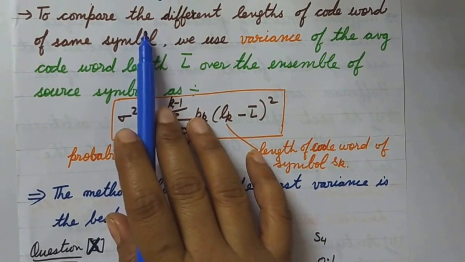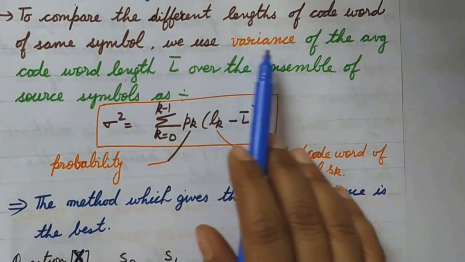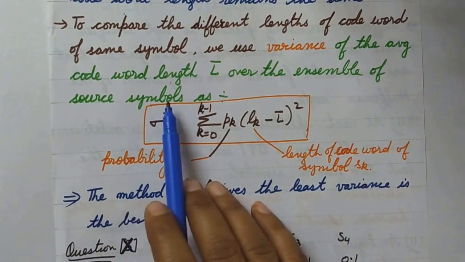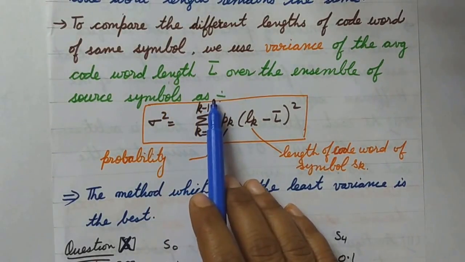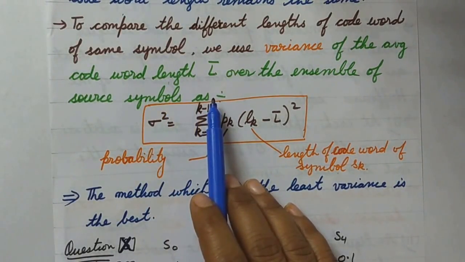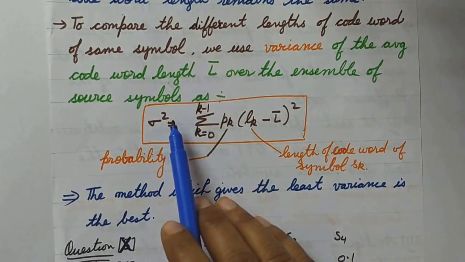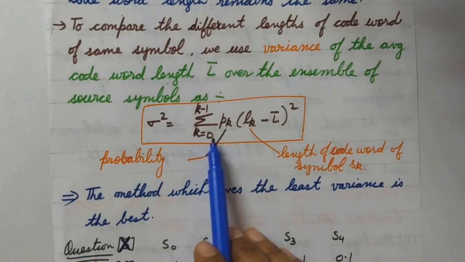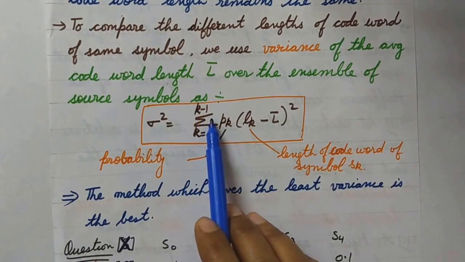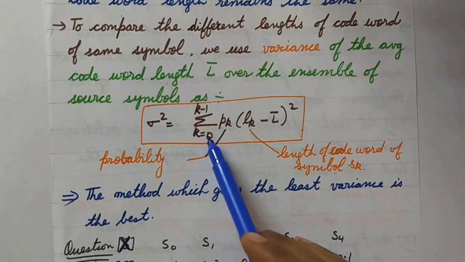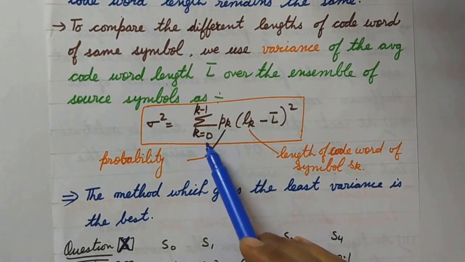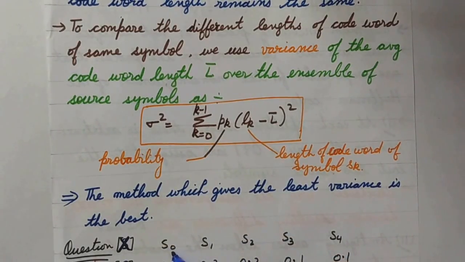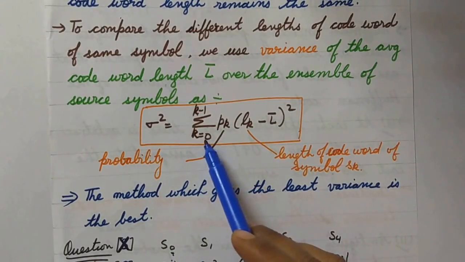So to compare, we use the variance of the average code word length L bar over the source symbols or messages. For both the methods, we will calculate the variance sigma square, and the formula for sigma square, or the variance, is the summation from k equals 0 to k minus 1. Here I have put the minimum value of k as 0 because the question suffix starts from S0. If it starts from 1, you can put 1 here.